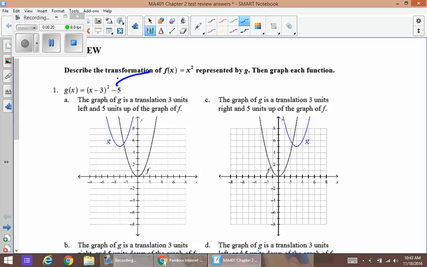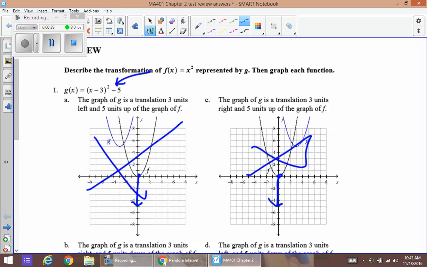So look at that minus 5. That means we go down 5. So here's our parent function, and we would need to shift down 5. So I automatically know that this answer is not a choice. Here we are again, parent function needs to shift down 5, so this answer, not a choice.